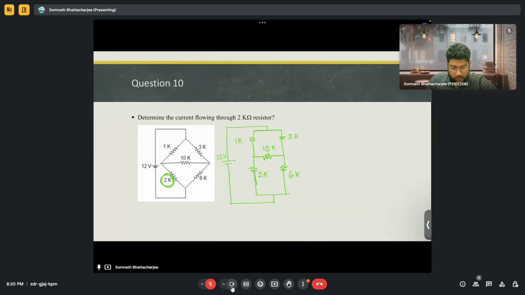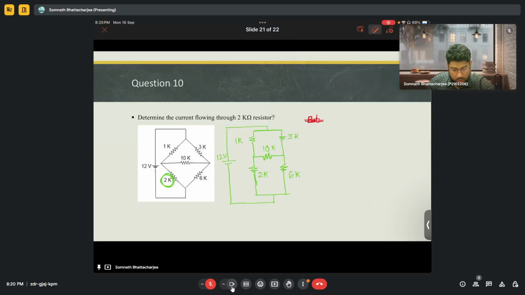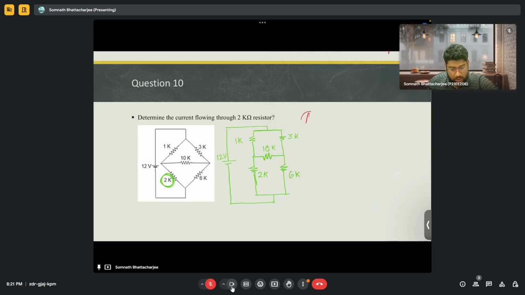So maybe I'll simplify this. If we need the Wheatstone bridge to be in a balanced condition, sorry, I don't know what's happening. So what I was saying is that to bring this Wheatstone bridge to a balanced condition, we know the condition is R1 by R2 equals R3 by R4, right? So here this one is R1, this one is R2, this one is R3, and this one is R4.